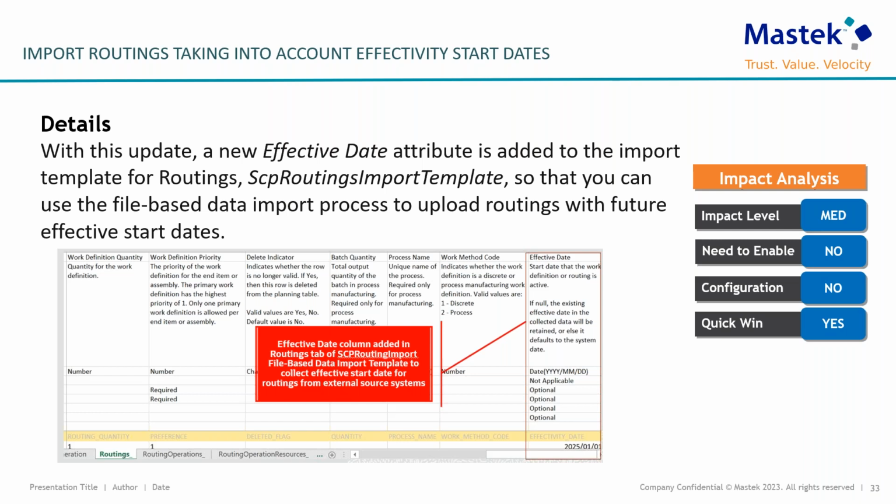And both unconstrained and constrained supply plans will respect the effective start dates. This capability will enable you to flexibly define manufacturing processes in your system and have this evolution be part of the planning process. Here is an example of how we can define an effective start date for a routing in the FBDI template. So we do not have to enable this feature, and there is no configuration for this, so it will be a quick win for us.